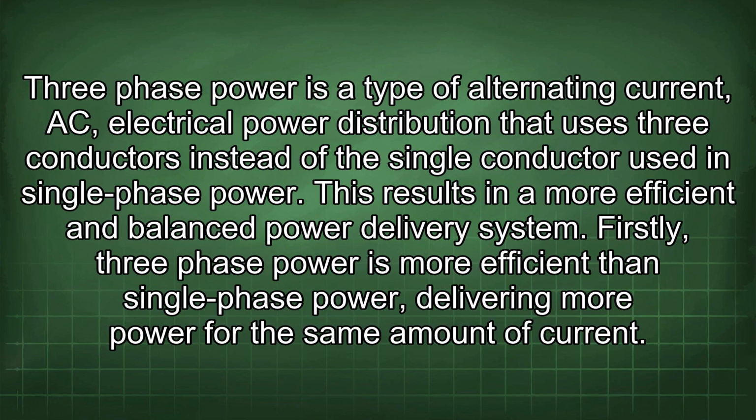Three-phase power is a type of alternating current, AC, electrical power distribution that uses three conductors instead of the single conductor used in single-phase power. This results in a more efficient and balanced power delivery system.